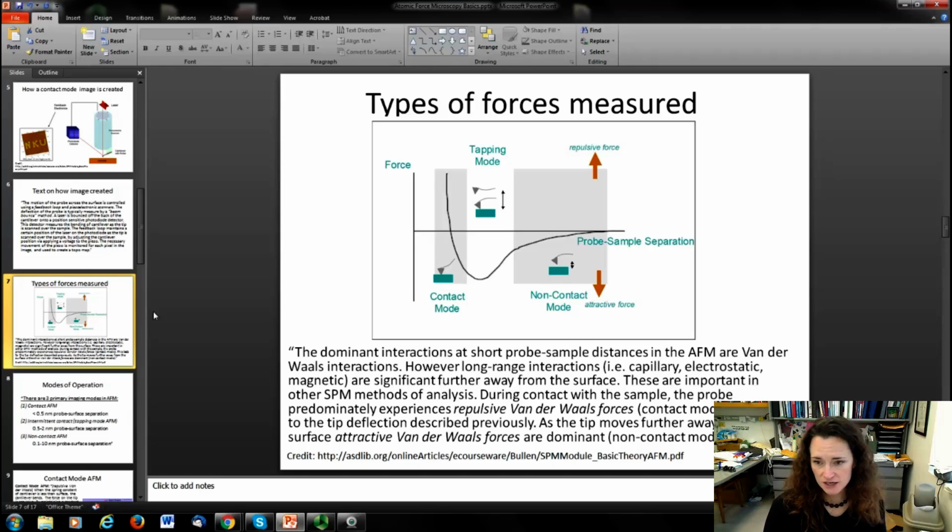But during contact with the surface, the probe predominantly experiences a repulsive van der Waals force, and this is contact mode, and that leads to the tip deflection described in a previous slide. And then as the tip moves further away, then you have your attractive van der Waals forces, and those are dominant in non-contact modes that we'll talk about here in a second. Okay?